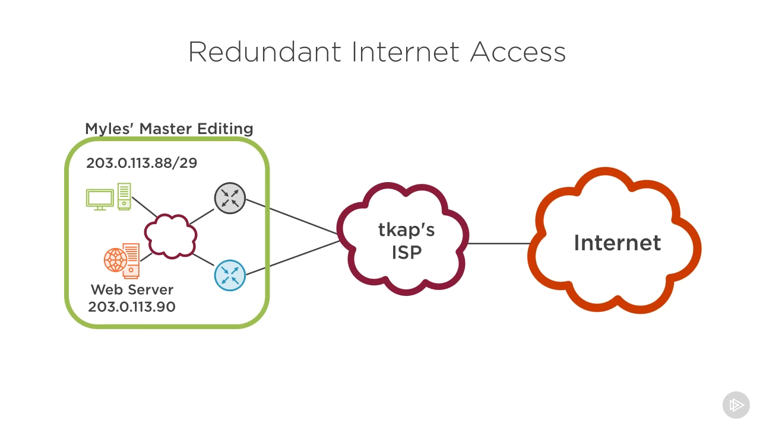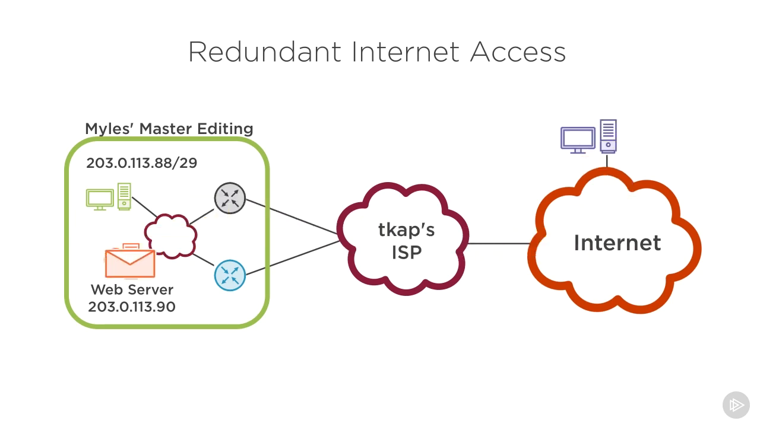All right. So what TCAP's ISP is going to provide then is some public IP space. And here we're going to give Miles Master Editing 2030.113.88/29. All right, and that's going to let Miles set his web server to have an IP address 2030.113.90. Now, when anybody connects on the internet, they're able to send their traffic.